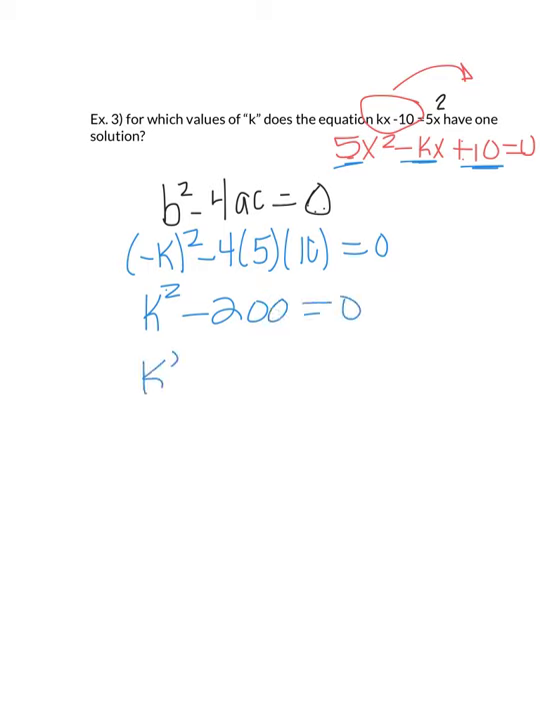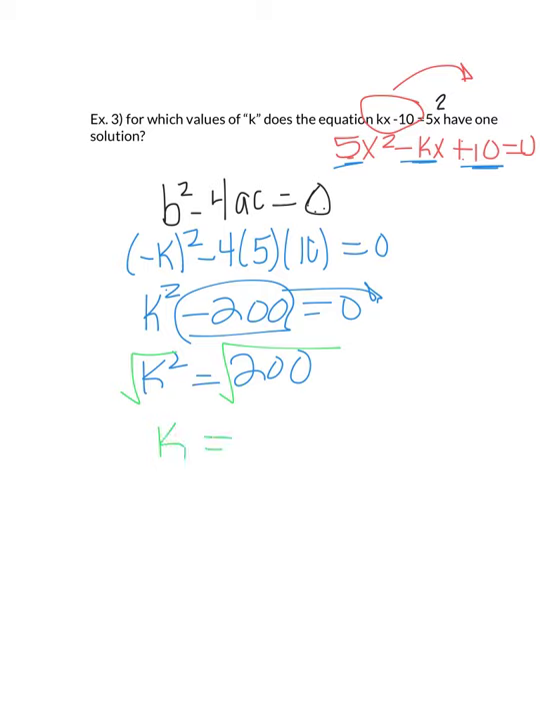So I'm going to be getting k squared equals positive 200 because I'm going to be taking this minus 200 and moving it over to the right-hand side. And then I know that if I want to solve for k, I need to square root both sides. And I'm going to get k is equal to plus or minus the square root of 200.